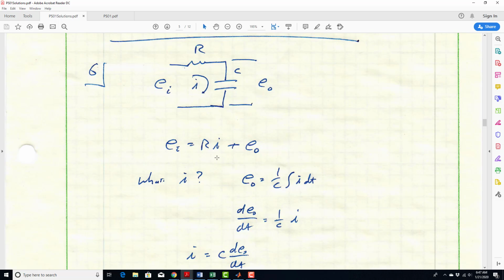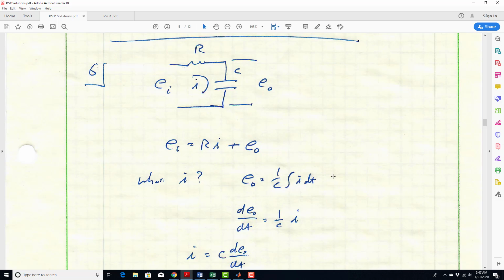and Kirchhoff's law says that applied voltage is equal to the sum of the voltage drop across the resistor and that output voltage, right? So here is a very good beginning of our equation. We have the input, E sub I, and we have E sub O. And so now all we have to do is get rid of current, get rid of I, right?